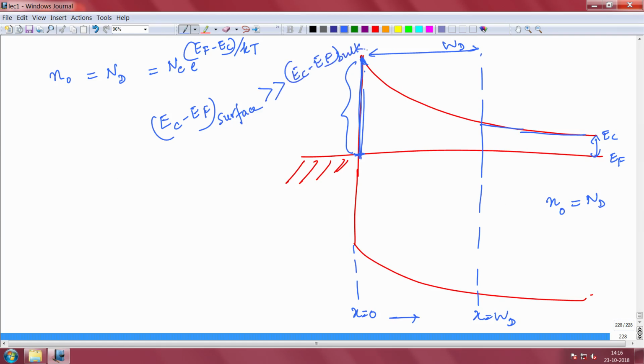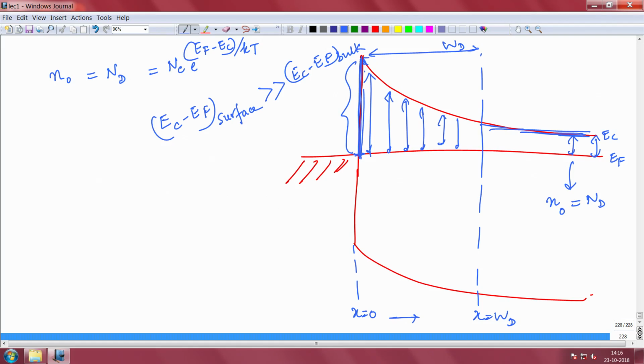Bulk is deep inside the semiconductor, which corresponds to the equilibrium concentration, but this EC minus EF gap progressively increases. So at the surface it is the maximum, and the electron concentration at the surface will be the minimum. It is depleted. There are very few electrons, but still you will have some number. Okay, it's depleted.